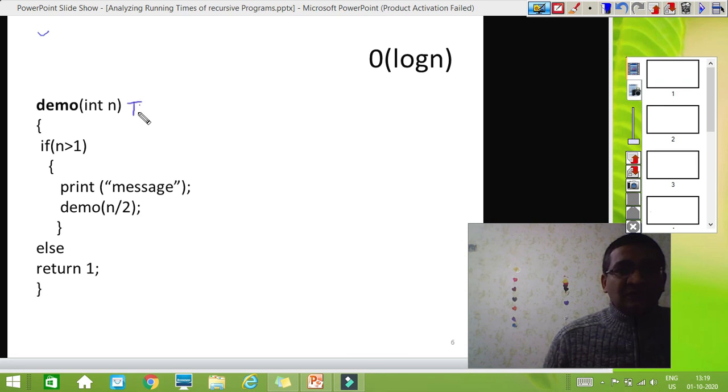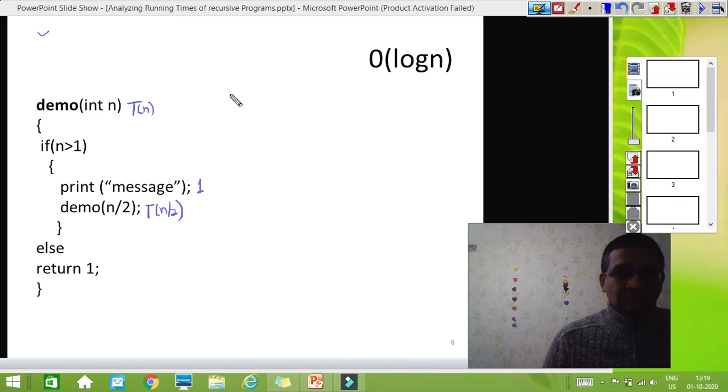I am using the back substitution method. I am representing this as T(n). We need to find out the cost of the entire code. So here we have one message we are printing. Let's say the cost is actually 1. It's just a constant cost. And then we are calling this function recursively, which can be represented as T(n/2).